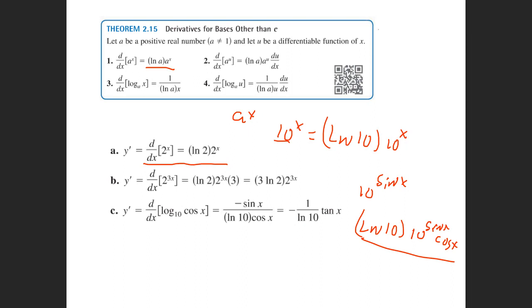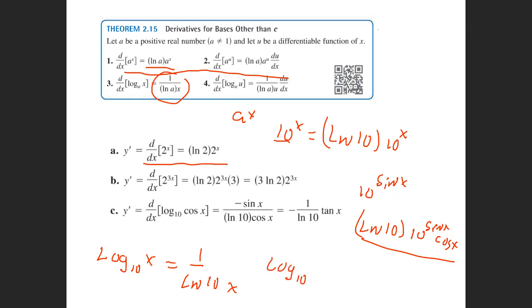Okay, so you just have to follow the formulas that they give you. If you had log base a of x, say log base 10 of x, the derivative of that is just 1 over natural log of a, which is 10, times x. Now, if it's anything but an x, say log base 10 of sine of x, do the same thing. It's 1 over natural log of 10 times u, then du dx.